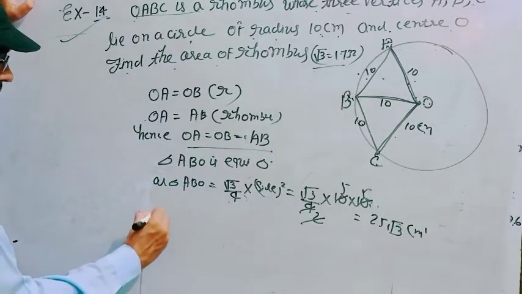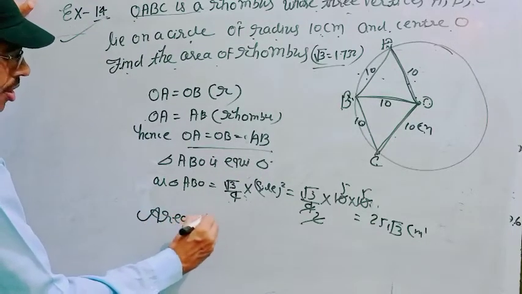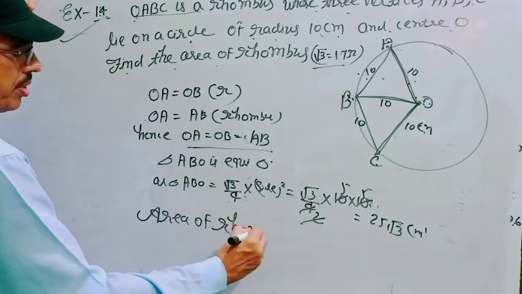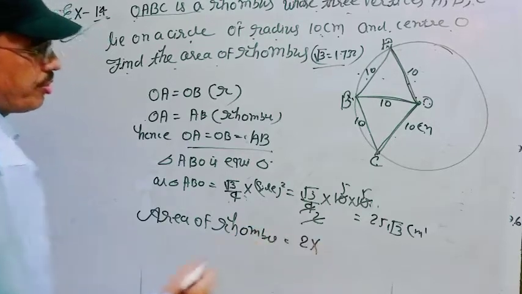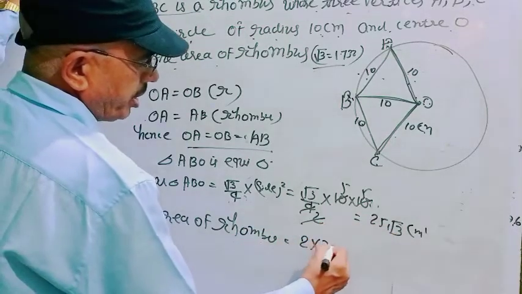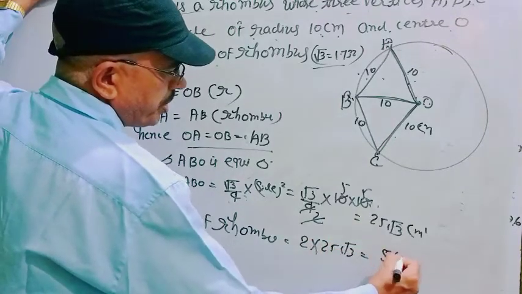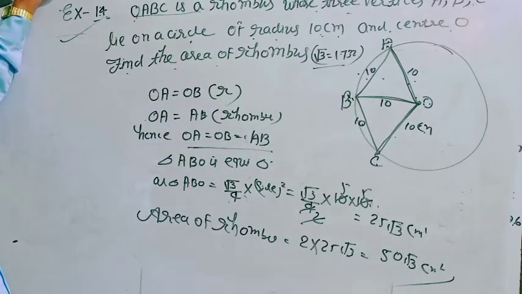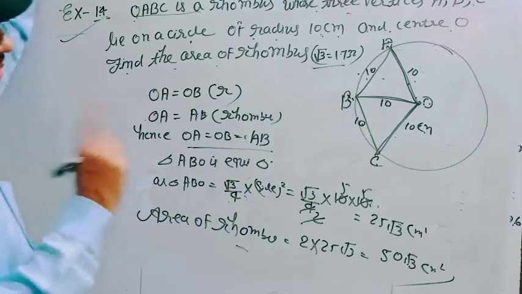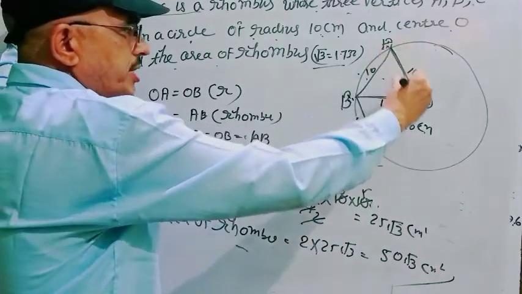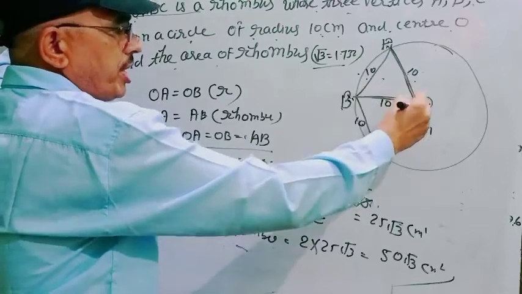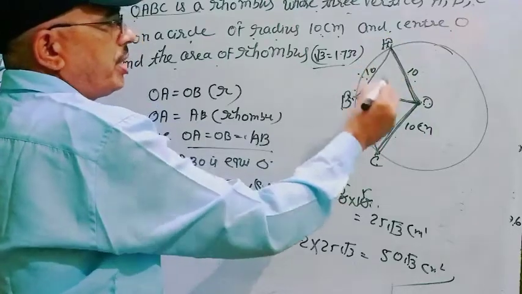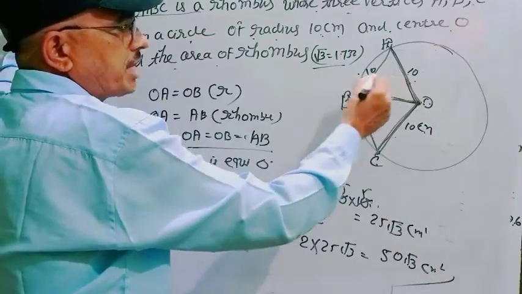So what is the area of the rhombus? Area of rhombus is equal to 2 into area of the triangle, that is 50 root 3 centimeter square. It is the area of the whole rhombus. How can you find it? First, if radius OA is equal to OB is equal to OC is given, then it is a rhombus, then AO is equal to AB, because it is the side of the rhombus.